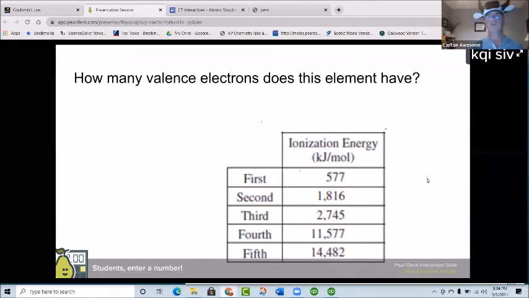This huge jump would be because the first, second, and third electrons were in the valence shell, so they were in the outermost occupied energy level. And then when we took off the fourth electron, it took a lot more energy because that was in a lower energy level, so it was something closer to the nucleus. So you have to look at what point it becomes ridiculous. Oh, at the 11,500. So this thing must have had 3 valence electrons.